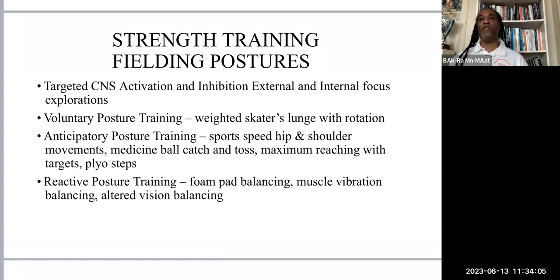Now, strength training for fielding postures. And as you notice, again, same approach. And I've added some other ideas for voluntary posture training, which one is called a waiter's lunge with a rotation. That exercise is you're in a position similar to that of a standing or a dynamic athletic stance, and to move off from that stance. So you're training some of those same skills with this exercise.